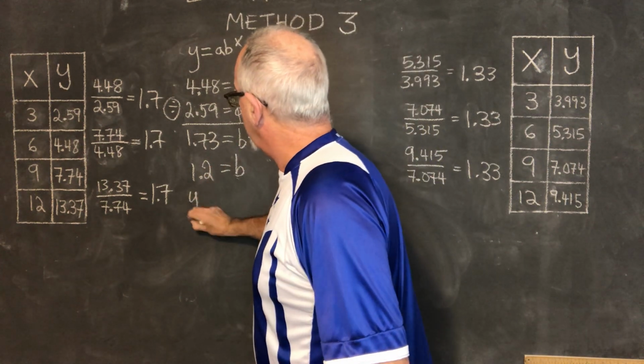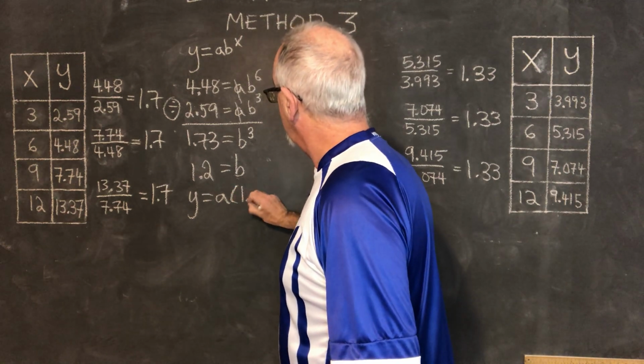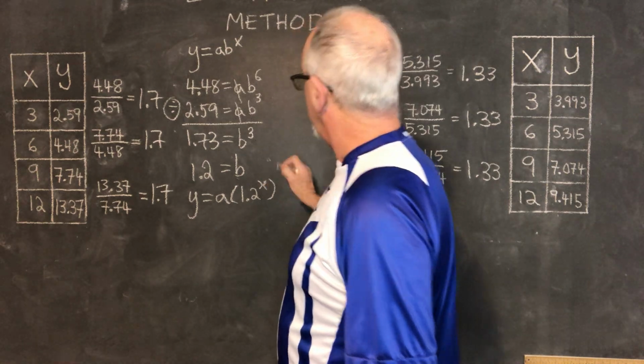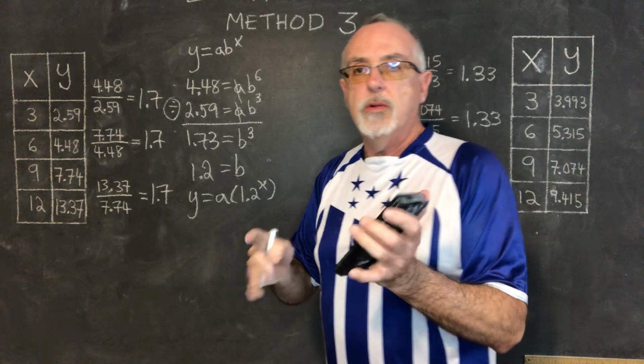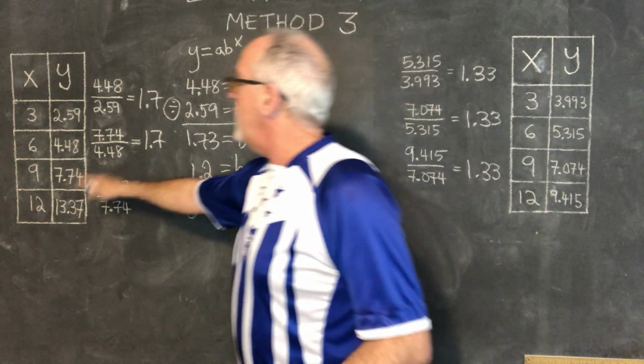Therefore, I can fill that in with my form. Y is equal to a times 1.2 to the x. And now the step to find the a is the same as it was for method 2. This is slightly different because of how you're using the keys in the calculator, but this second step is the same. So I'm plugging in any of the points that I want to.